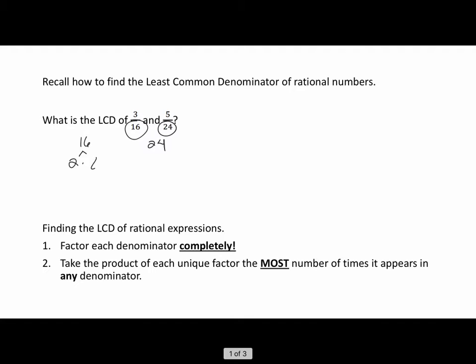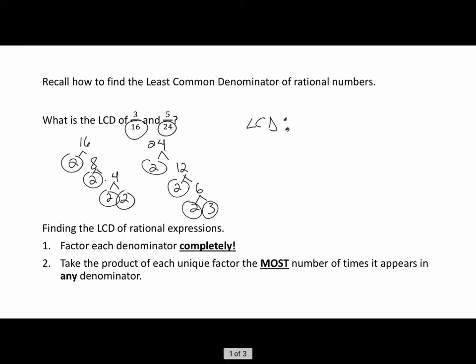So 16 is 2 times 8, which is 2 times 4, which is 2 times 2. So 24 is 2 times 12, which is 2 times 6, which is 2 times 3. Okay. So the least common denominator is the product of all of the unique factors, the most number of times they appear.